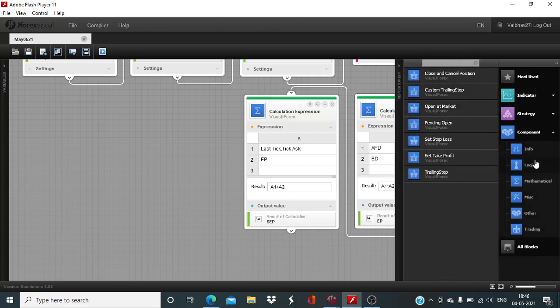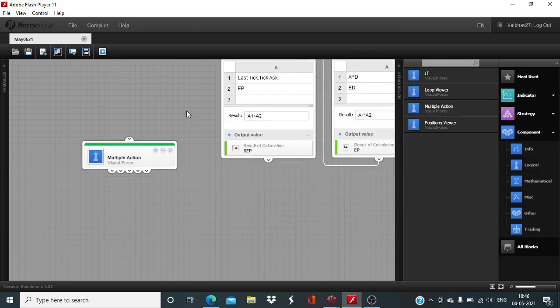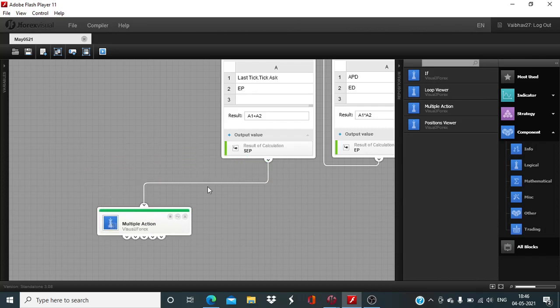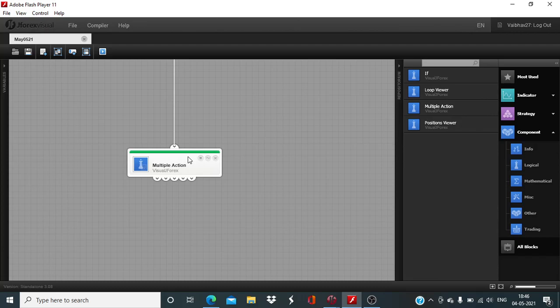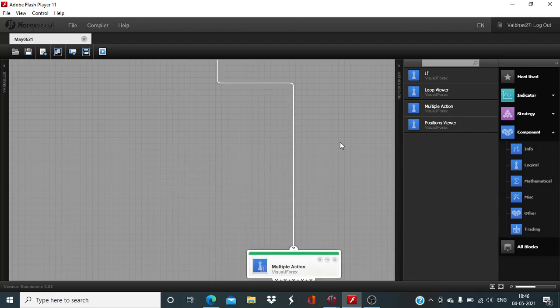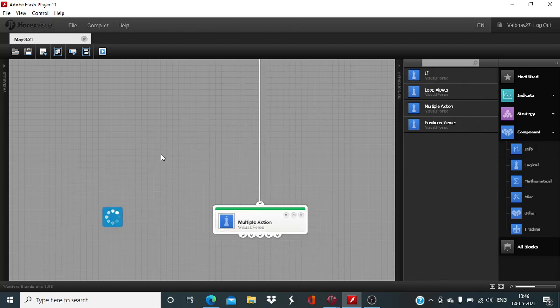the multiple action and join it here, and we will need to disconnect it. Okay, blocks.